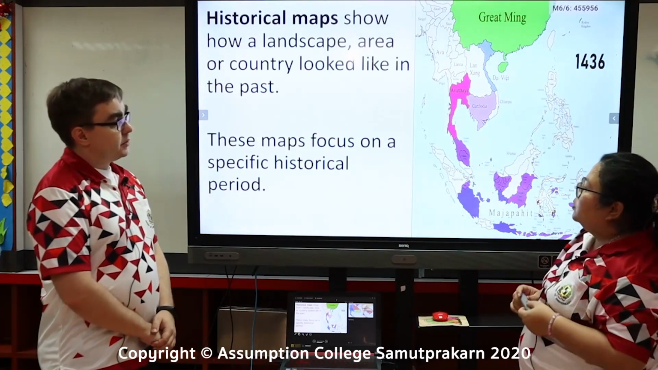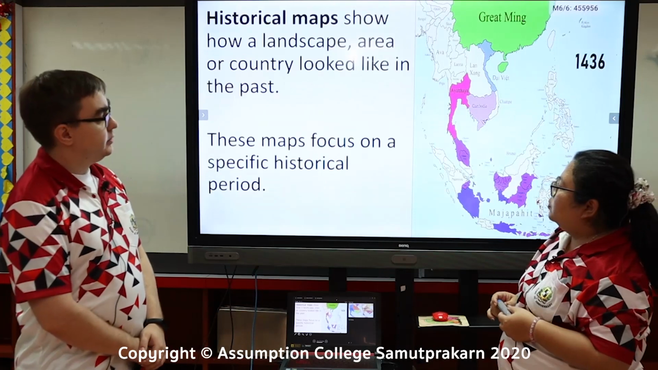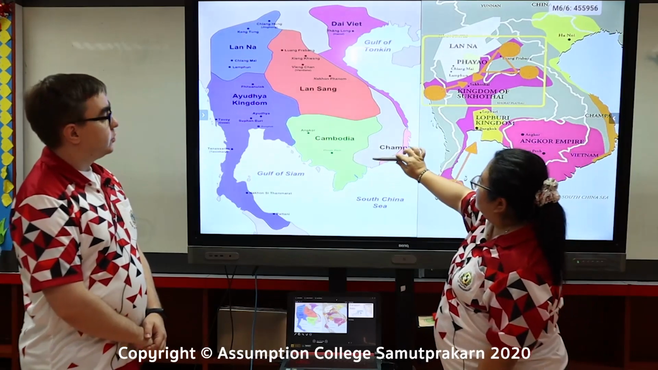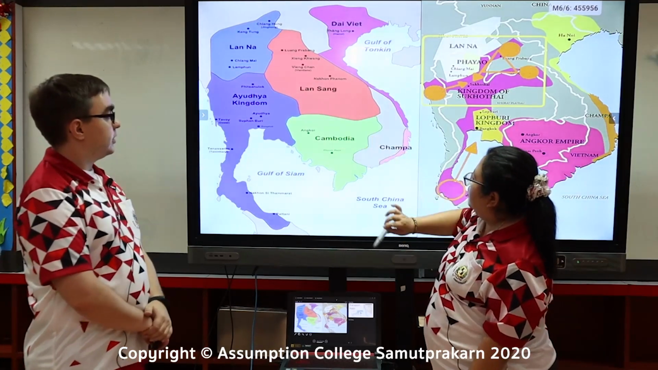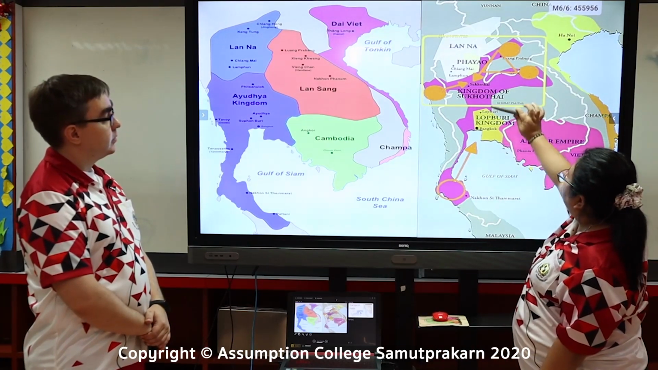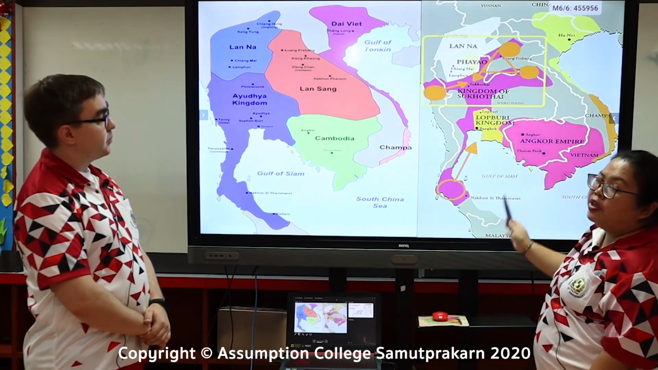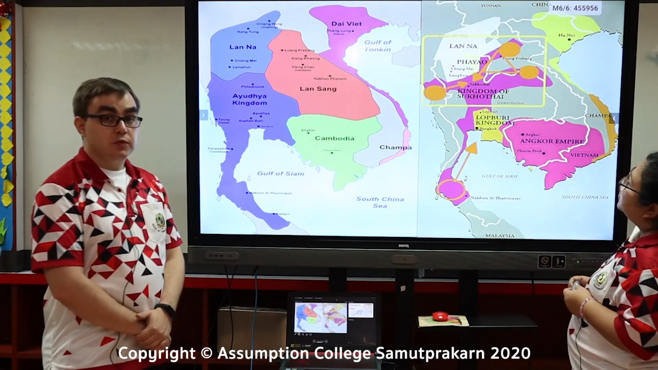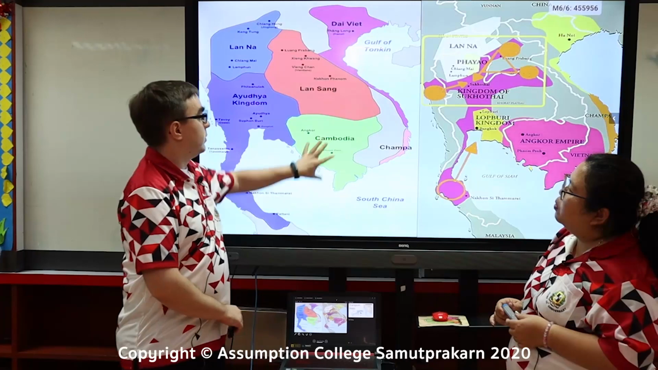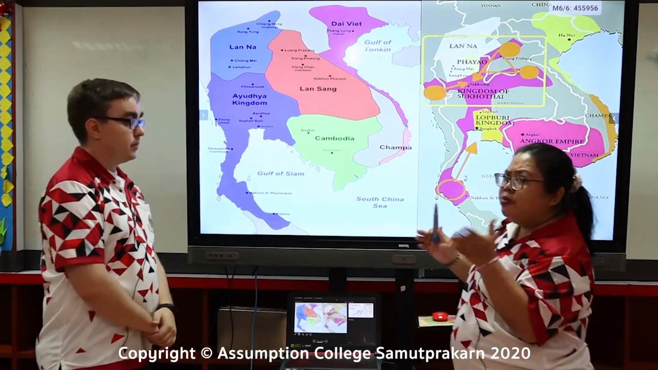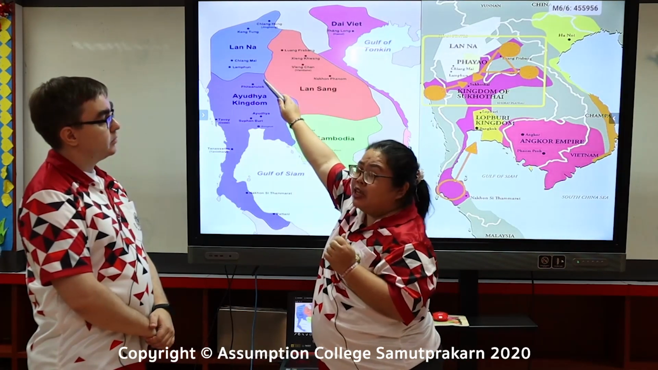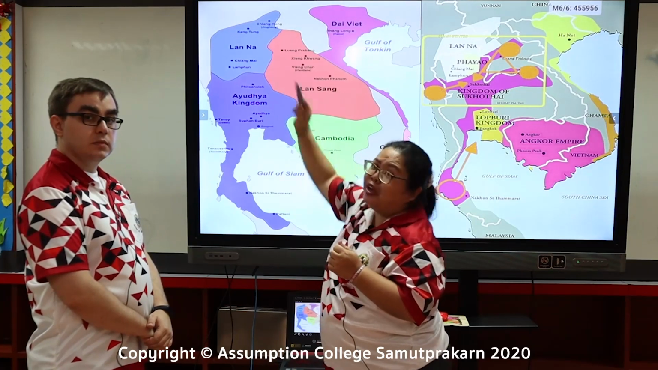So these maps will focus on specific historical periods. For example, here we can see the kingdom of Sukhothai, Angkor, Ayutthaya, Champa, Phayao, Lan Na, Lopburi, Vietnam in the past. Today these countries do not exist anymore. They were merged into different countries like Thailand, Vietnam, Cambodia, and Laos, for example. If you want to know where Lan Na was in the past, Lan Na means Chiang Mai, Lampang, and Chiang Rai nowadays.